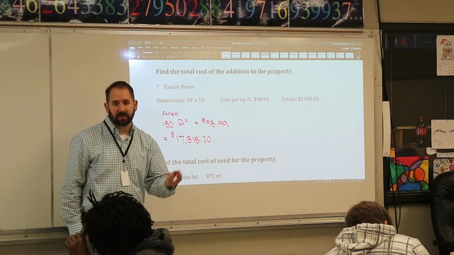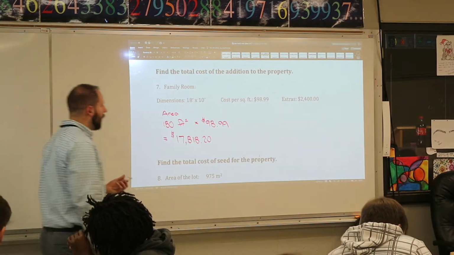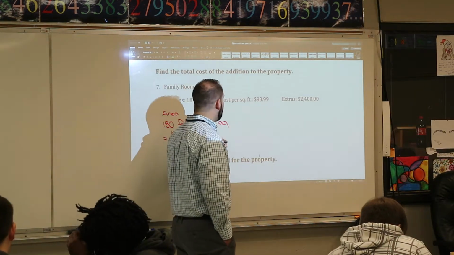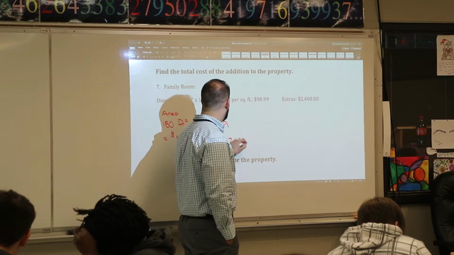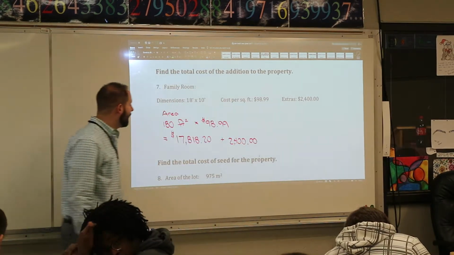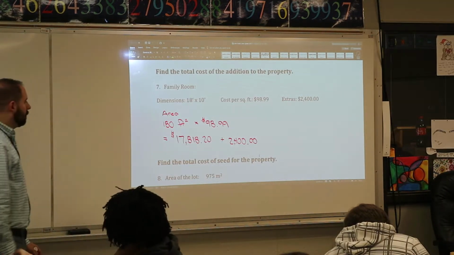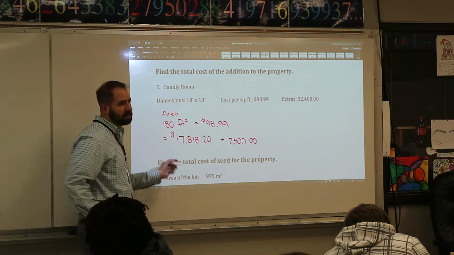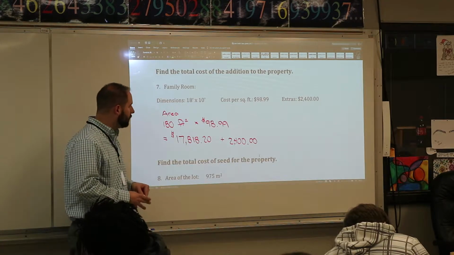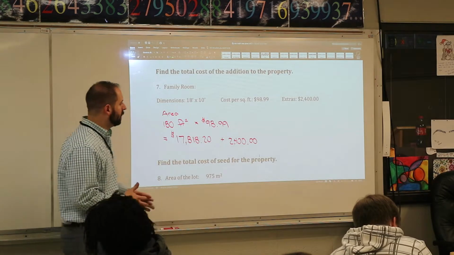The extras are like the dresser, the bed, the TV stand, the mirrors, whatever you're adding in there. Okay, so we add the $2,400. So we're looking probably at almost a 20 grand room. It is 20 grand, 218. Jeez, that's expensive. So one room, we added 20 grand to that house. Hopefully you get the resale back when you try to resell it again.